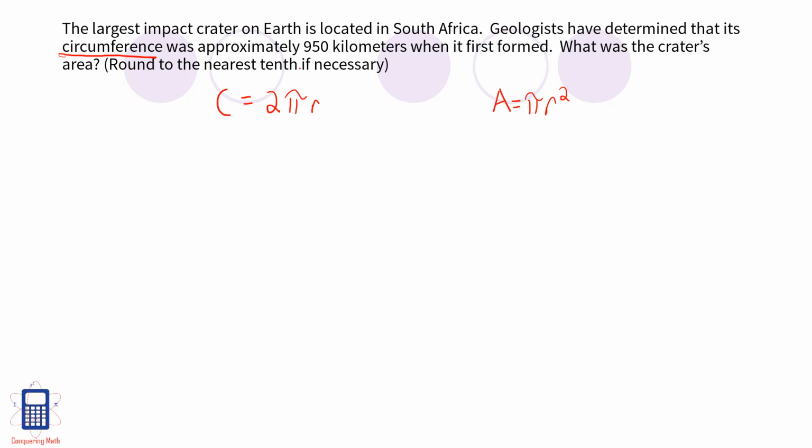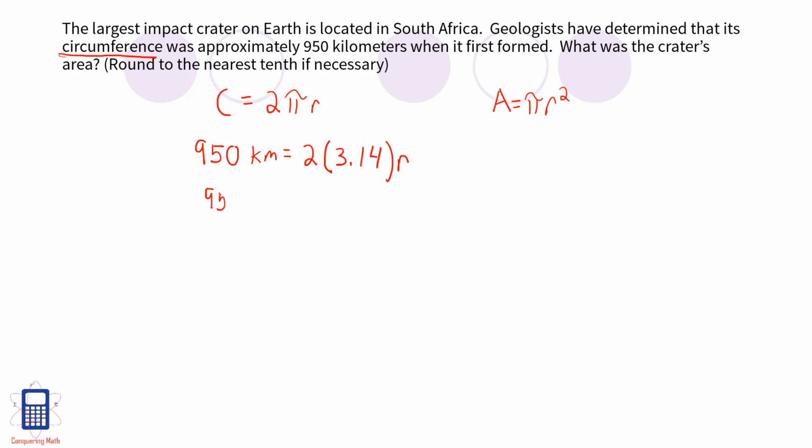Okay, so now that we know this formula, we're going to go ahead and plug in what we know. And this is where students often get tripped up, as they say, well, I don't know what to plug in, I don't know what the radius is. Well, no, but you know what the circumference is. You know that it's 950 kilometers. So instead of a C, we can substitute in 950 kilometers equals 2 times pi, and instead of pi, we'll write 3.14 times r. And we don't know what r is, but since we know everything else, we can solve for r.